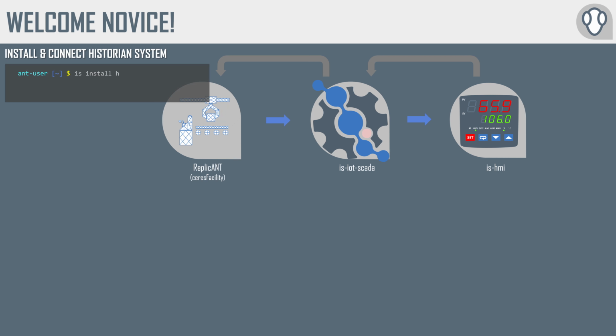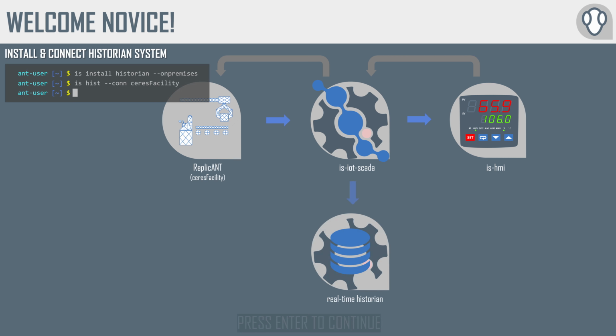Now we will install the real-time time series application and connect it to Series. Industrial Studio has begun to register the signal values at the same speed as they are generated in the line.